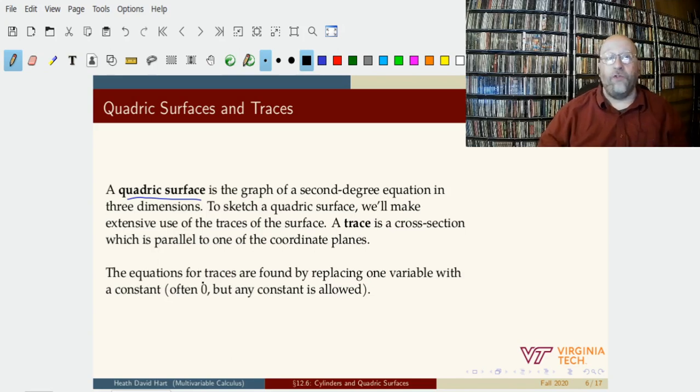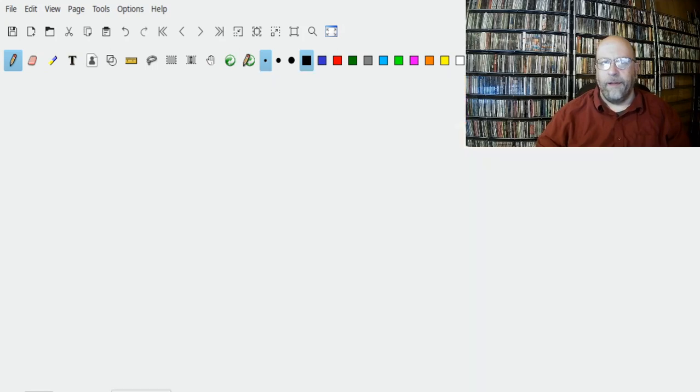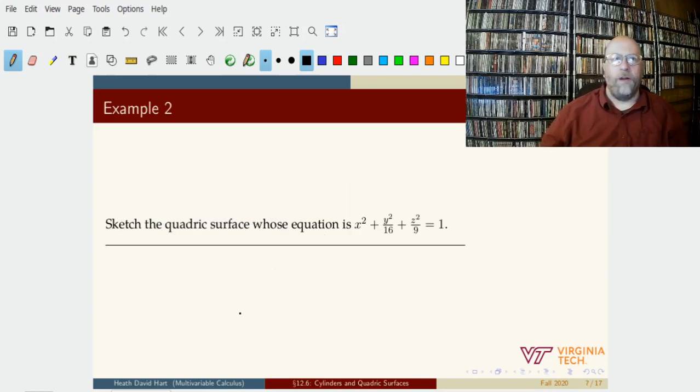The equations for traces you find by taking one of the variables and make it into a constant. Often it's 0. There's nothing wrong with using the trace at x equals 0 and y equals 0 and z equals 0, but you're allowed to use any constant you want to generate the trace. So let's try this example. We want to sketch this quadric surface. The equation is x squared plus y squared over 16 plus z squared over 9 equals 1.